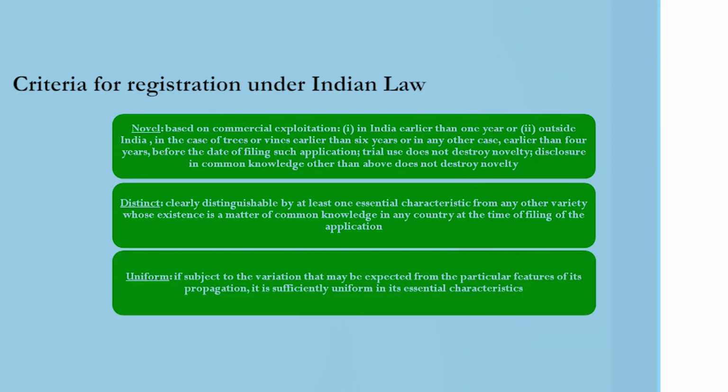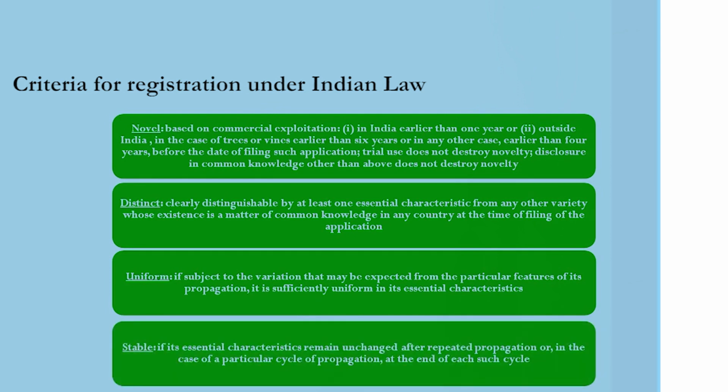A variety is uniform if, subject to the variation that may be expected from the particular features of its propagation, it sufficiently stays uniform in its essential characteristics. Hence, distinctness and uniformity are two different criteria. Stability is another criterion, which is met if its essential characteristics remain unchanged after repeated propagation, or in the case of a particular cycle of propagation, at the end of such cycle.